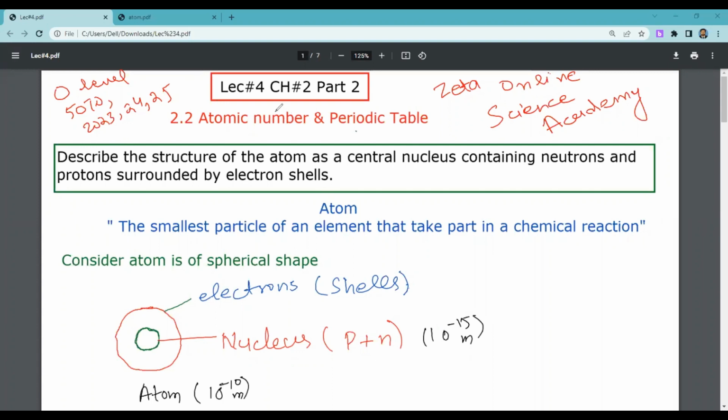Today we are going to discuss lecture number 4, part 2 of chapter 2, O level series 5070, according to the syllabus 2023, 24 and 25.